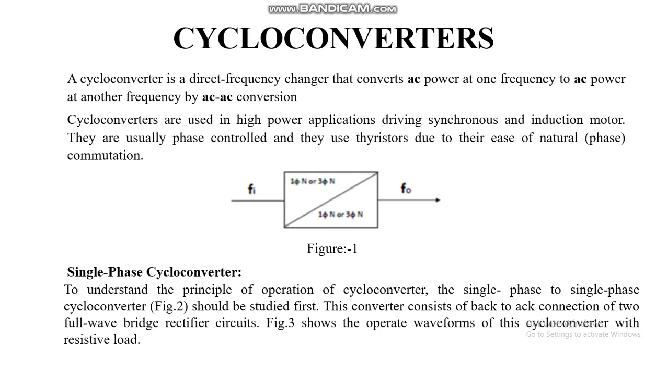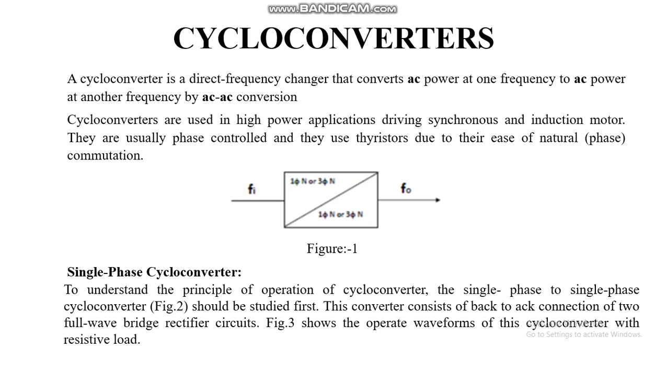Generally, these are single phase cycloconverters and three phase cycloconverters. To understand the principle of operation of cycloconverter, the single phase to single phase conversion is one, and the second one is single phase to three phase and three phase to single phase. These are the different configurations available to convert the AC signal into AC at a different frequency values. First we will see the single phase converter.